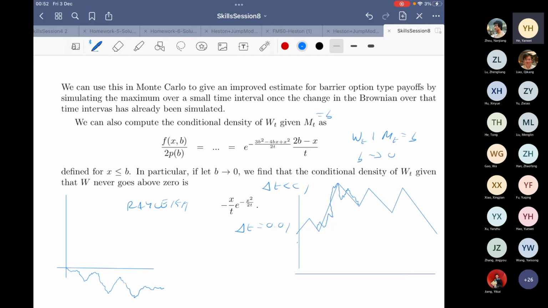So when you let b tend to 0, this is the limiting density for WT you get, which is only defined on the positive side. From memory it will look something like that. But this is quite a weird situation, where you're conditioning on a Brownian motion which never goes above the axis, even though that event has probability 0, but you can still consider this as a theoretical limit.